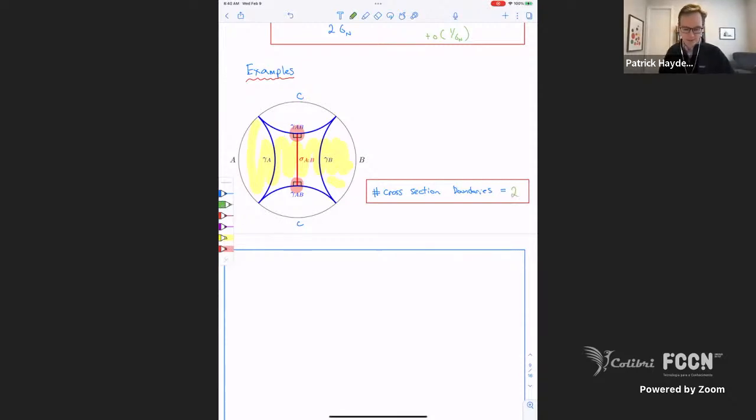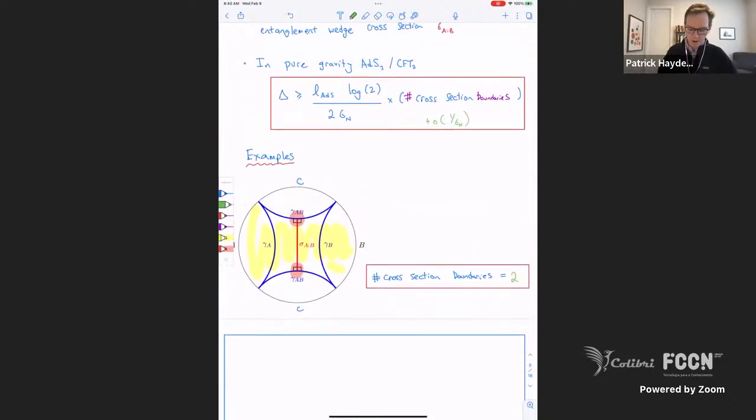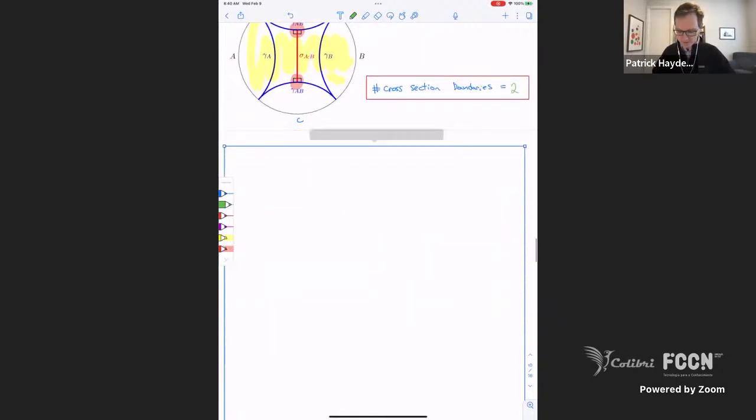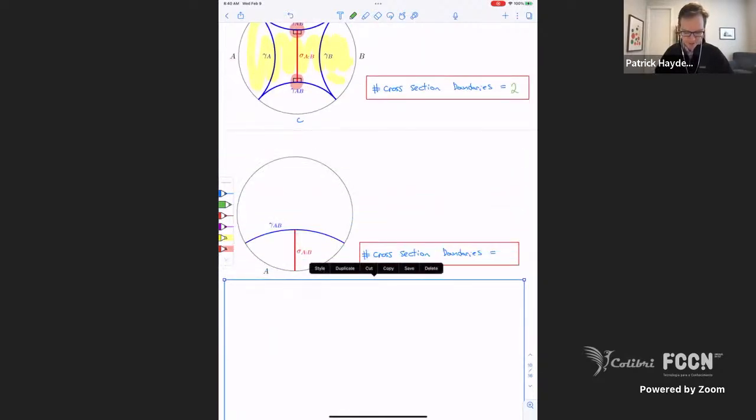And so in this particular example, the Markov gap is going to be bounded below by the curvature scale times the logarithm of 2 divided by Newton's constant. The 2 in the denominator cancels the 2 in the numerator. Let's do another one just for good measure.